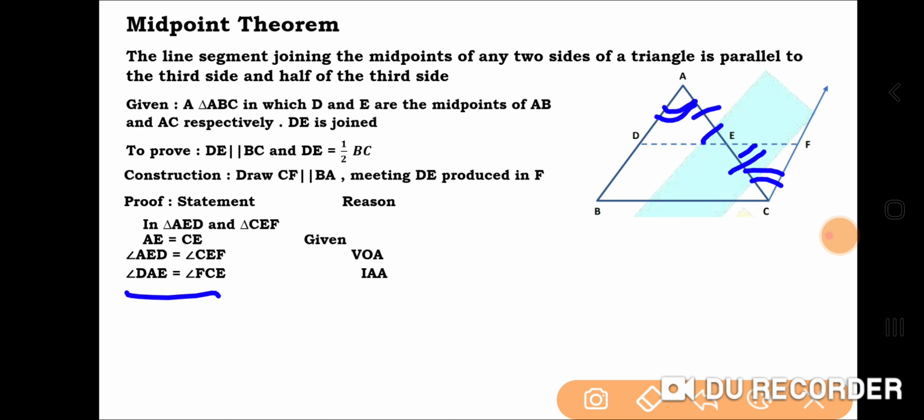Here, since we have proved that this triangle and this triangle are congruent, based on that I'm going to say that here AD is equal to CF. At the same time, DE is equal to EF. That's what we have written here: AD is equal to CF and DE is equal to EF. That is because of CPCT.